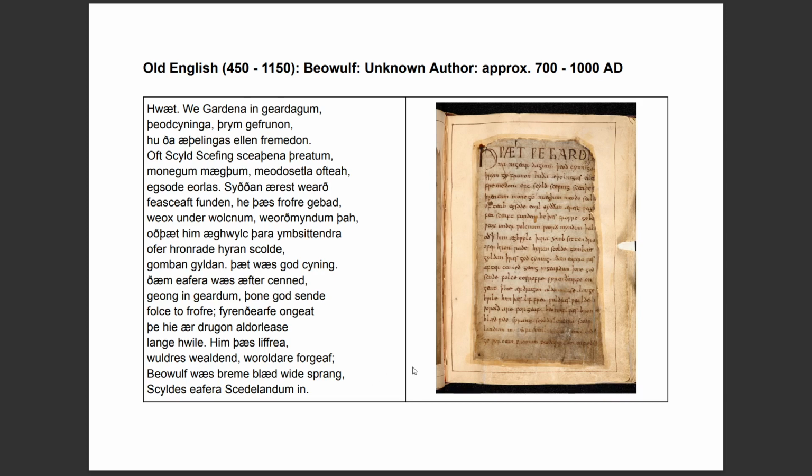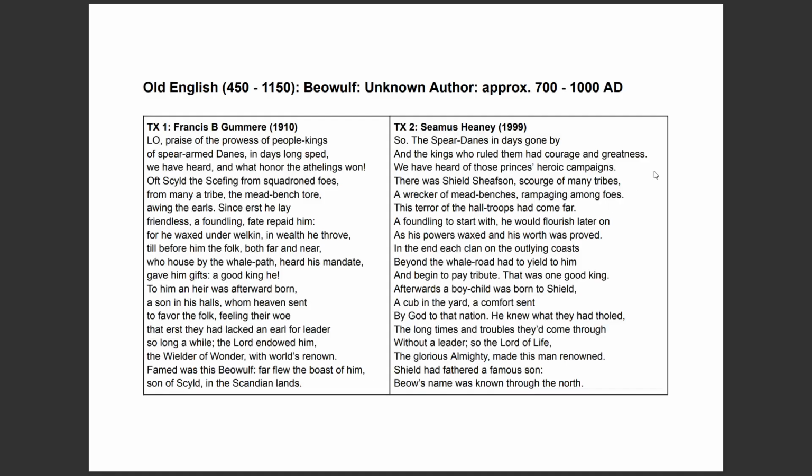So most people don't understand Old English, but fortunately for us, there are some experts and professors out there who do. So let's have a look at these two translations. So we've got this one from 1910, Francis B. Gummere, and this one from 1999, Seamus Heaney. Seamus Heaney is a great Irish poet. He won the Nobel Prize for Literature, and actually this translation won a major prize as well. Let's see if we can compare these versions and see what comes out.